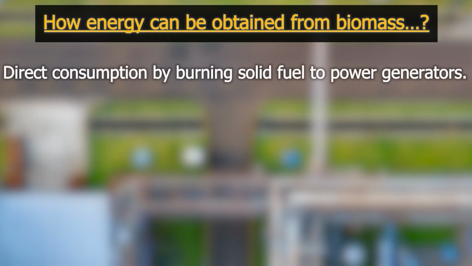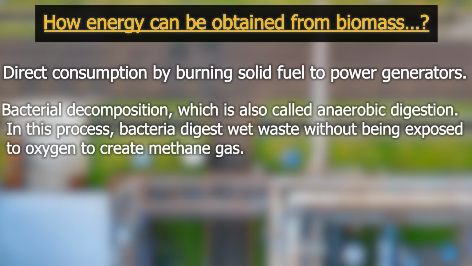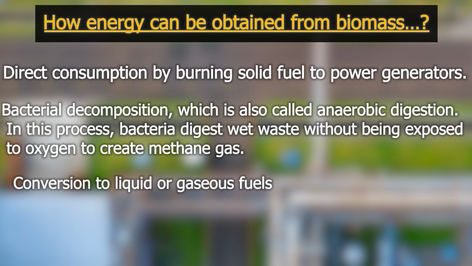Now let us understand how energy can be obtained from biomass. The three main processes by which energy can be obtained from biomass. The first one is direct consumption by burning solid fuel for power generation. The second is bacterial decomposition, which is also called anaerobic digestion. In this process, bacteria digest wet waste without being exposed to oxygen to create methane gas. And third, conversion to liquid or gaseous fuels. Both direct consumption and bacterial decomposition make energy that can be used to generate heat to power generators.